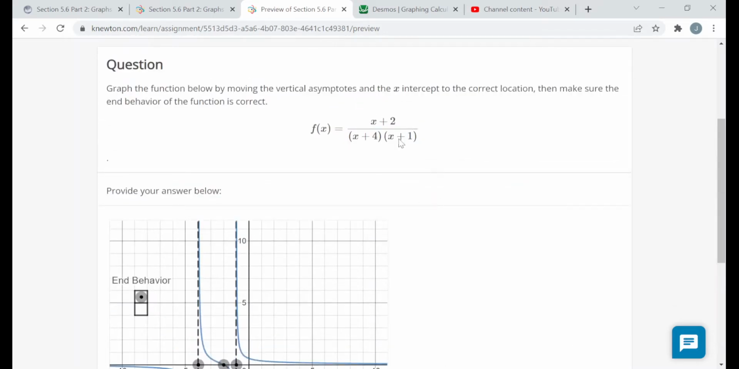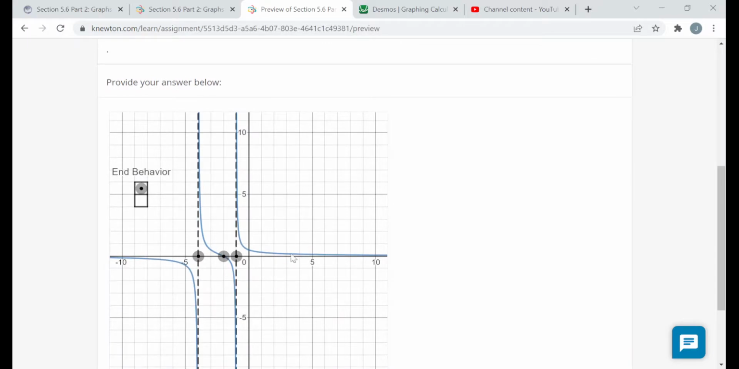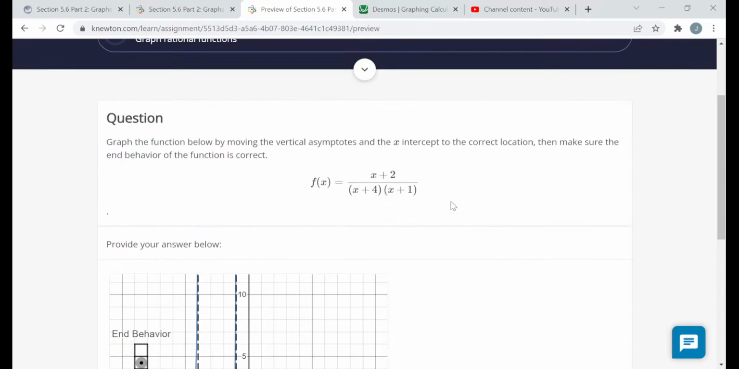And notice the degree of the denominator is bigger. It would be an x squared, it would be a degree 2. The numerator is degree 1. So the graph is going to approach y equals 0, which it does here. Let me see if I change the end behavior. Alright, so it still does that. So both end behaviors are correct. It's just the way the graph's moving. Alright, so we have to determine local behavior, actually.